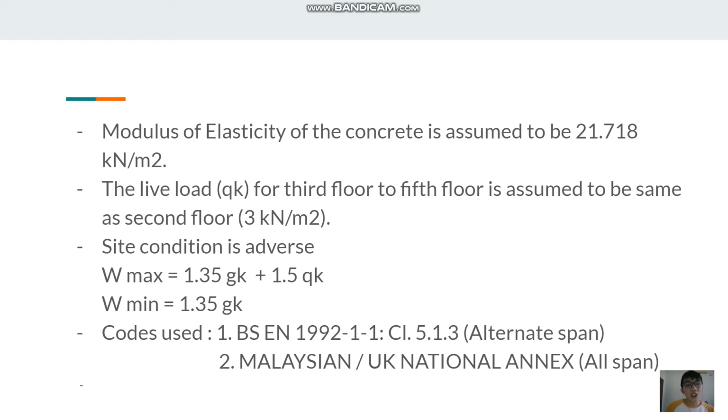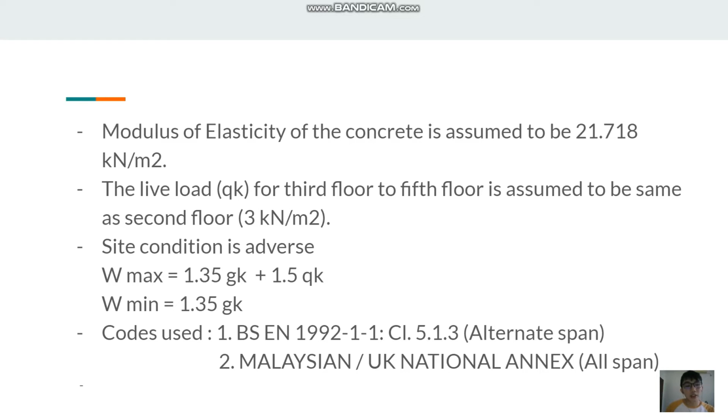Sixth, the live load QK for the third floor to the fifth floor is assumed to be the same as the second floor, which is 3 kN per meter square. Seventh, the site condition is assumed to be adverse, whereby the maximum load will be 1.35 dead load plus 1.5 live load, and the minimum will be 1.35 dead load. These two are used, the results are compared, and the biggest value is chosen as our result in comparison.